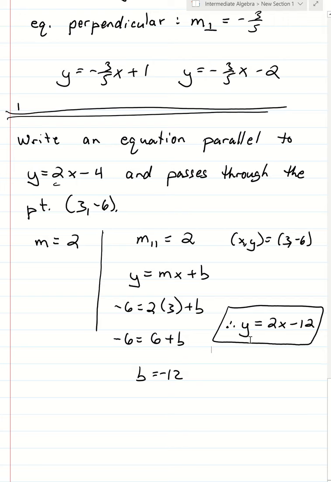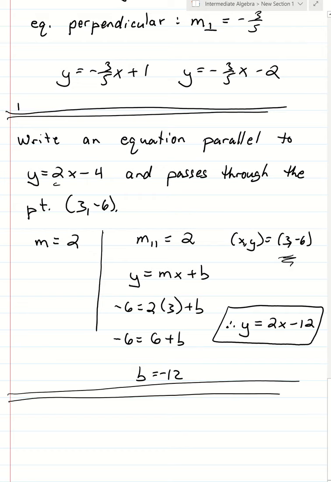This equation will be parallel to the given one because it has the same slope, and it will also now pass through this point, the point that we were given of 3, -6. Let's just try one more.